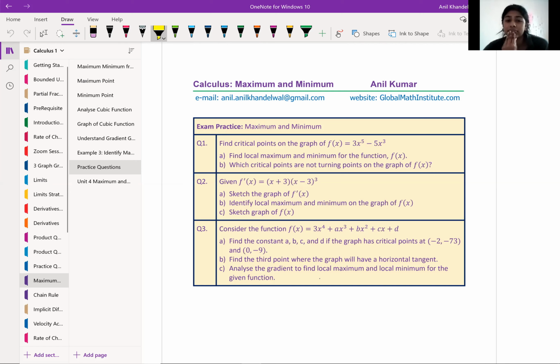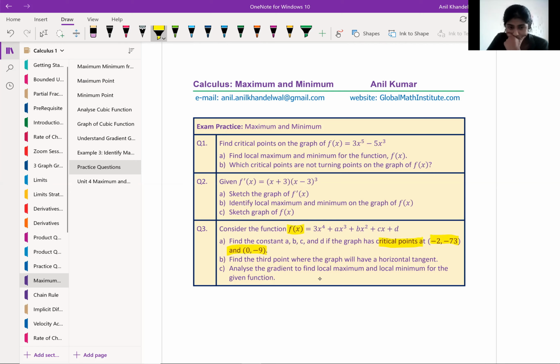You are already given 2 points, and these 2 points are critical points. Find the constants a, b, c, and d if the graph has critical points at these values. Let me tell you one more piece of information: the horizontal tangents we have at these are the turning points. Now, when we talk about degree 4, the critical point could also be one where we have a point of inflection. But anyway, whenever we say critical point, that means the derivative is 0. Is that clear to you?